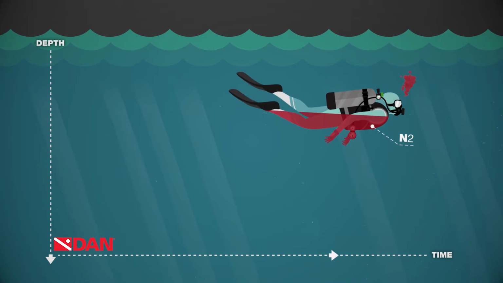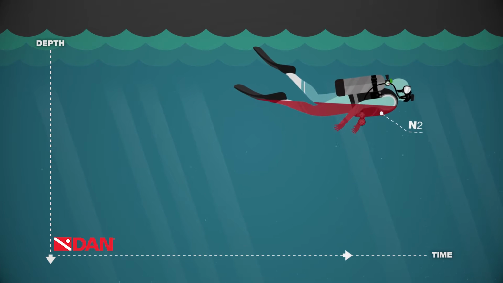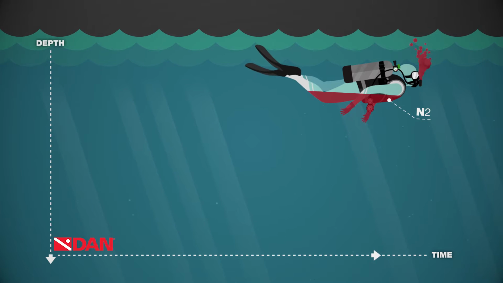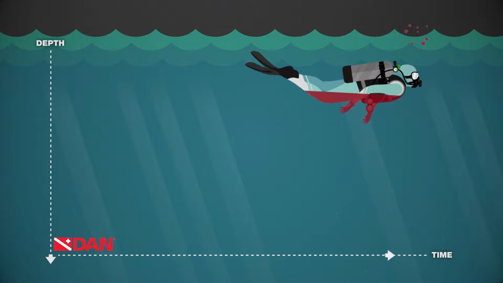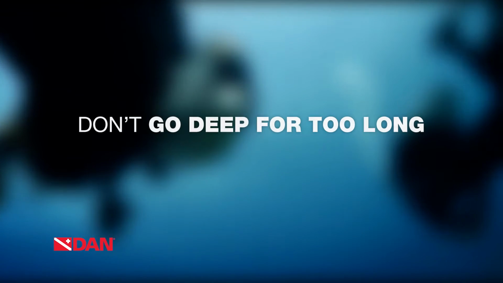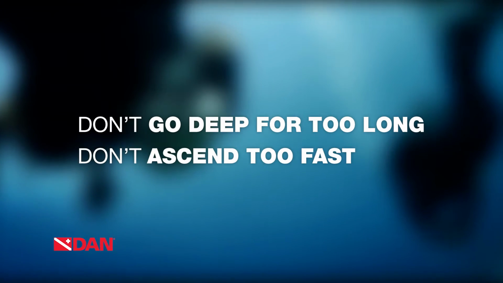If you ascend very fast from a deep dive, bubbles can occur in tissues like your spinal cord and cause injury even without forming venous gas bubbles. So be sure to remember these two important points. Don't go deep for a long time, and don't ascend to the surface fast.